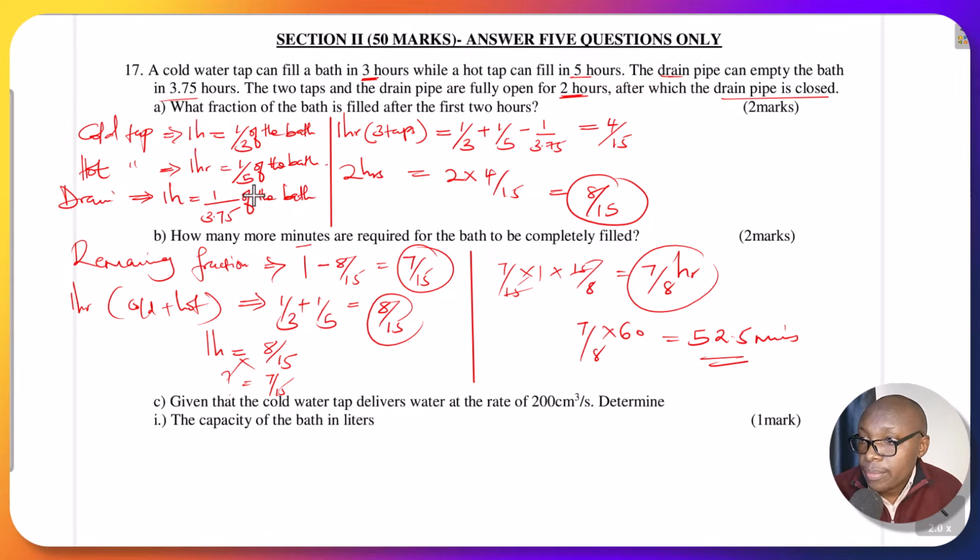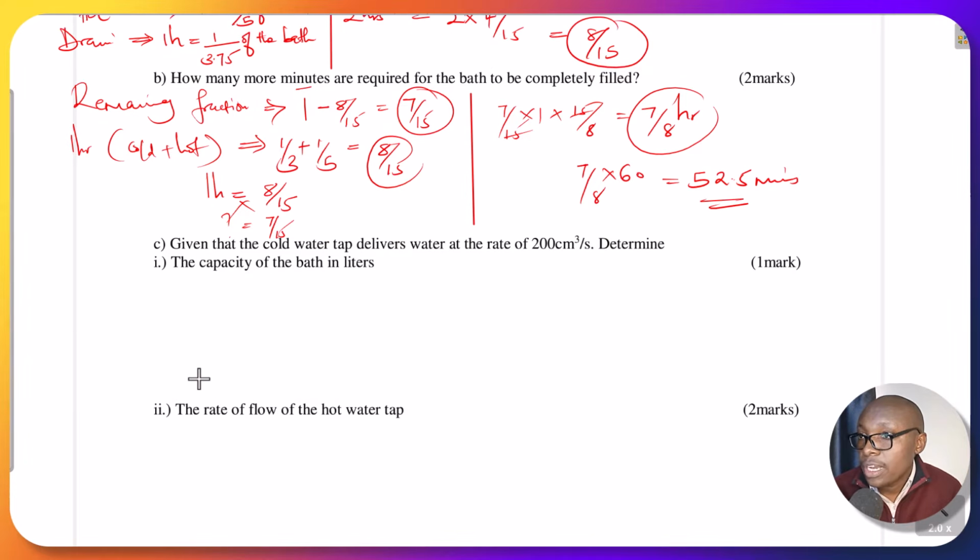Given that the cold water tap delivers water at the rate of 200 centimeters cubed per second, determine the capacity of the bath in liters. The capacity of the bath in liters. So the cold water tap delivers water at this rate. So this means for 1 second, it delivers 200 centimeters cubed. That is what we mean by 200 centimeters cubed per second.